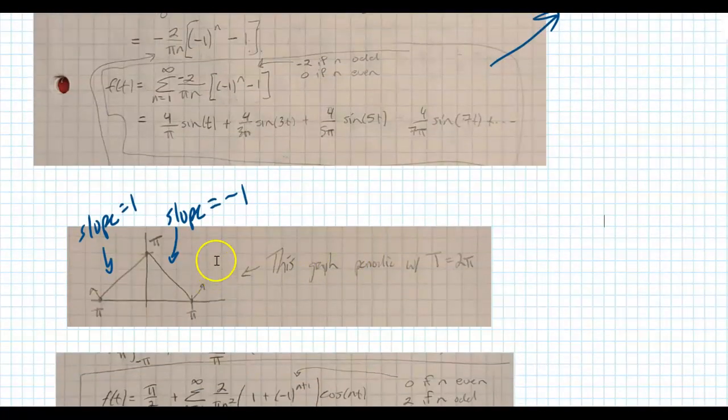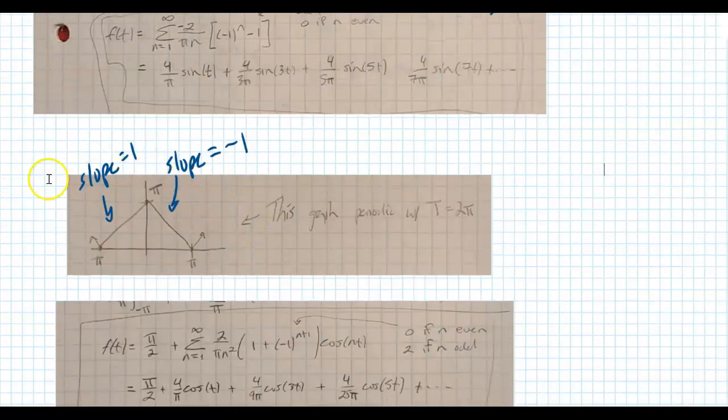So if you look down here, I already wrote this. Here in this upside down absolute value function, the slope is 1, and then the slope is negative 1. So what I want you to see is that I can take the derivative of this thing. If I take the derivative of this thing, it would be 1 and negative 1.